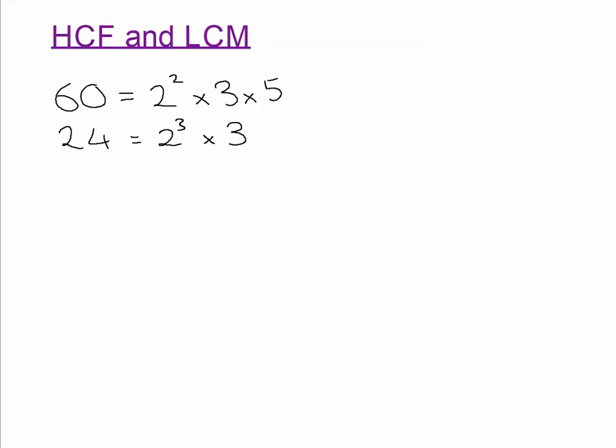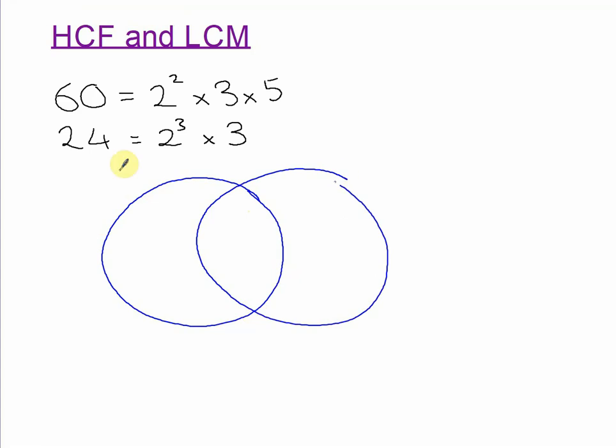So the main reason we do this is to answer questions on the highest common factor and the lowest common multiple. And this is the one we had earlier, so I'm not going to go through how we got those again. But what we do is we draw some Venn diagrams. Now what you need to do is make sure this overlap in the middle here is quite large, because you're going to be writing things in there.